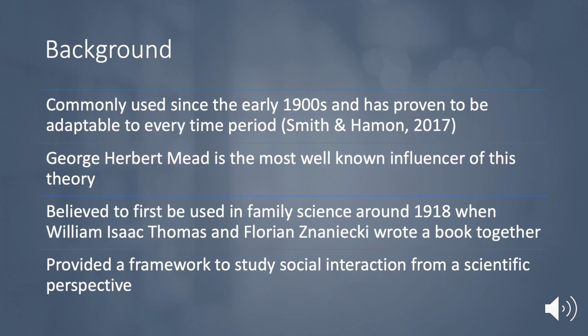This theory is believed to first be used in family science around 1918, and it's provided a framework to study social interaction from a scientific perspective. It was around this time that people began to study family in the same way that other scientists study things like molecules or specimen.